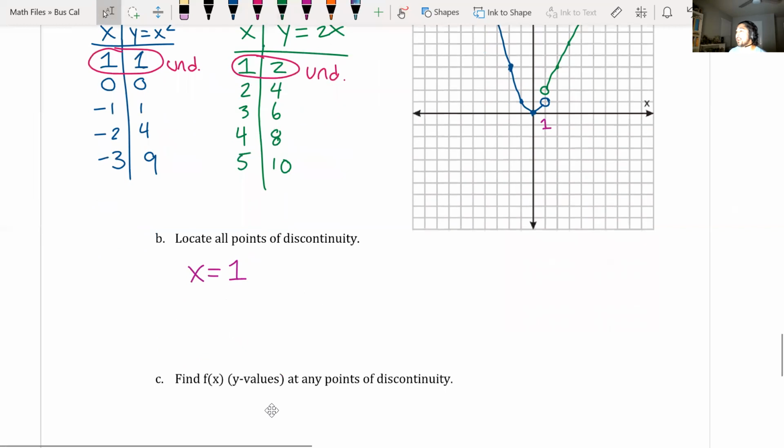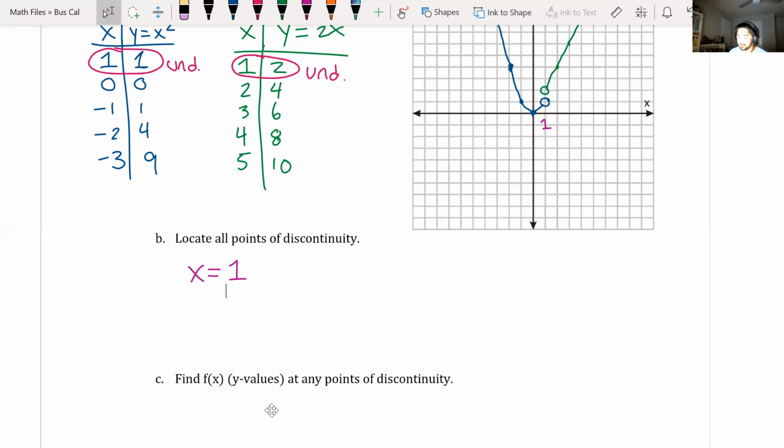Okay, so we know that it's going to be discontinuous at 1. And then C says, find any y values at the point of discontinuity. Well, 1 and 2. Can we actually state any y values at the point of discontinuity? Would it be 1 and 2 or no? Would they both be 1.5? They're both open circles. So can we actually state a y value existing there? No, we can't because they're open circles. Exactly. Since they're both open circles, no y values exist.